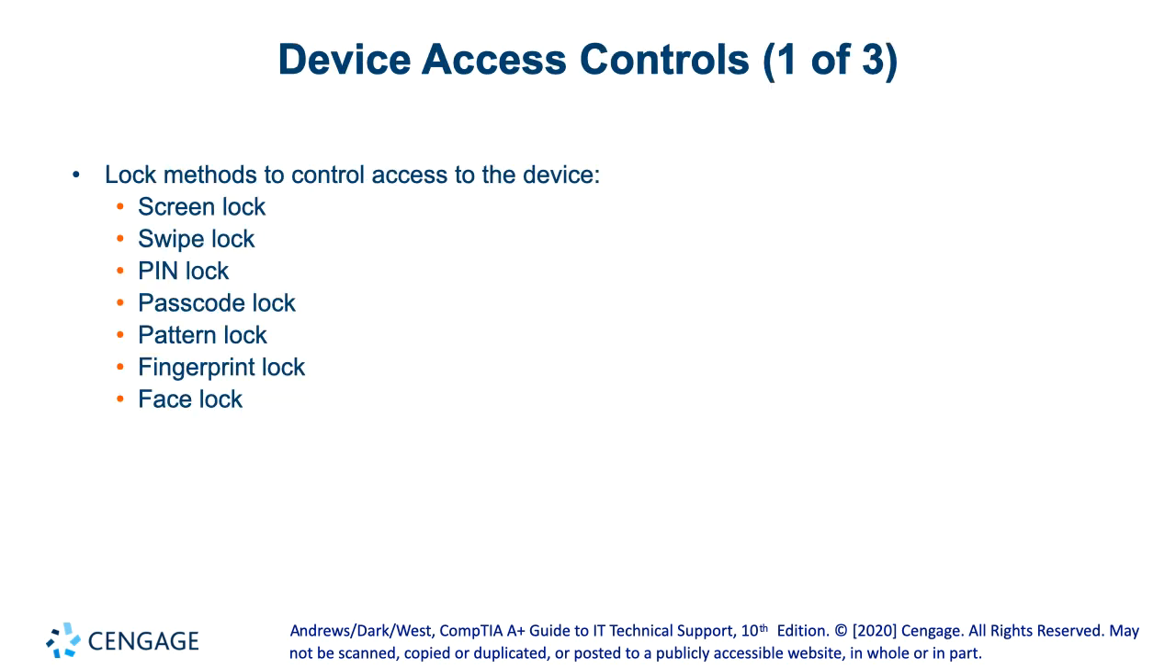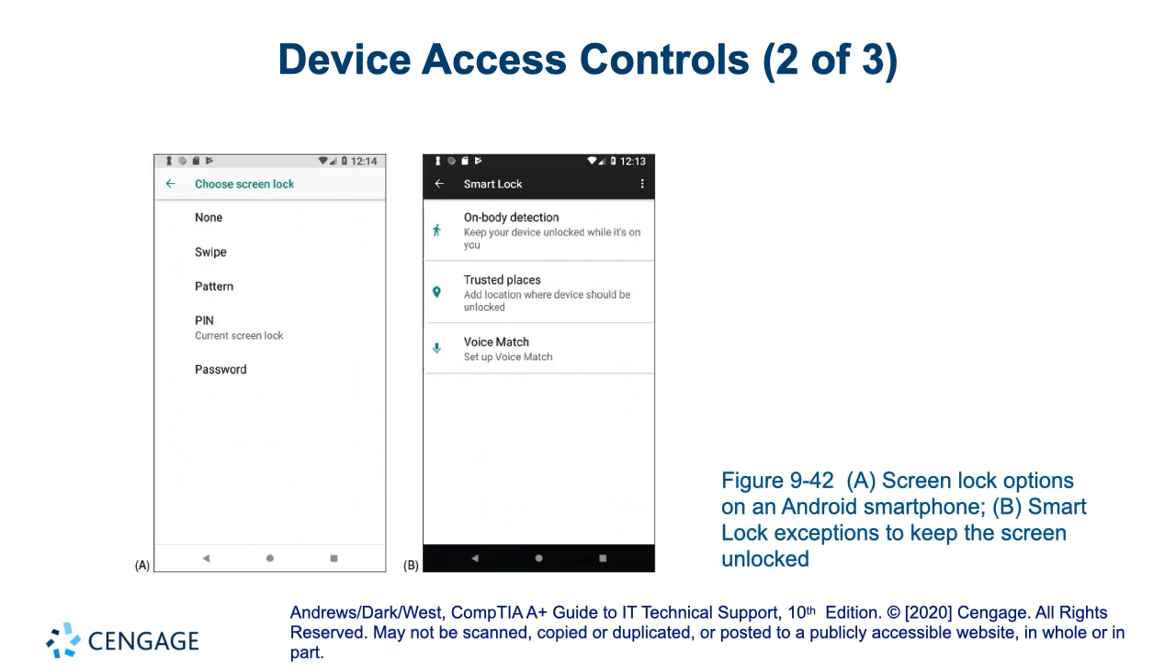And some methods that we can use to control access are all these various locks: the screen, swipe, a PIN, or fingerprint, face lock. These are all ways to limit access and control access to our device. And then here's just showing the options of what type of lock you're trying to select on an Android. And then you've got some Smart Lock exceptions on the second screen there that you can set up.